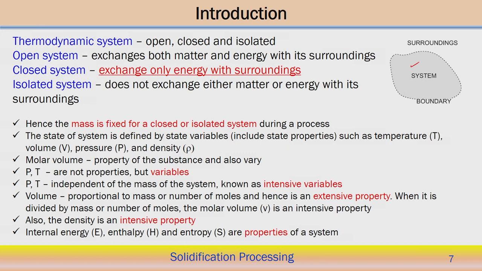But pressure and temperature are not properties; rather, they are variables associated with the particular system. Since pressure and temperature are independent of the mass of the system, they are known as intensive variables. They are independent of the mass of the system, which is why they are called intensive variables. Similarly, the total volume is proportional to the mass or the number of moles associated with the particular system.